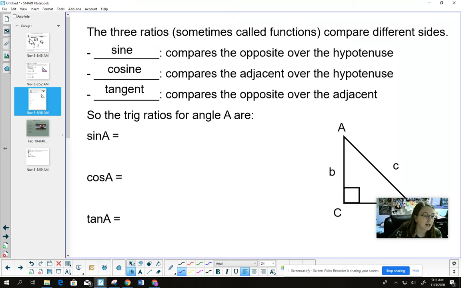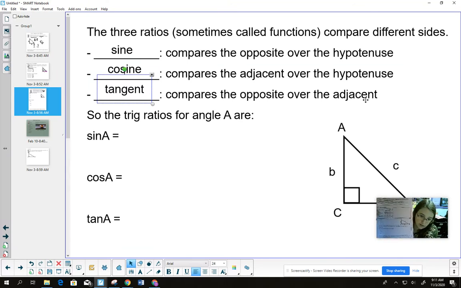Okay. Oh, I meant to fill these in. Here are the three trig ratios. Now again, if you have the notes packet, all of this stuff is there. You don't necessarily need to copy it because it's all here at the top of the packet, but we still want to follow along with it. So here are the three ratios. Sine compares the opposite over the hypotenuse. So in a fraction, we're going to put the opposite side over the hypotenuse side. That's what that means. Cosine compares the adjacent over the hypotenuse, and tangent compares the opposite over the adjacent. Once again, if you have the packet, this is right here. You don't necessarily need to copy this down.